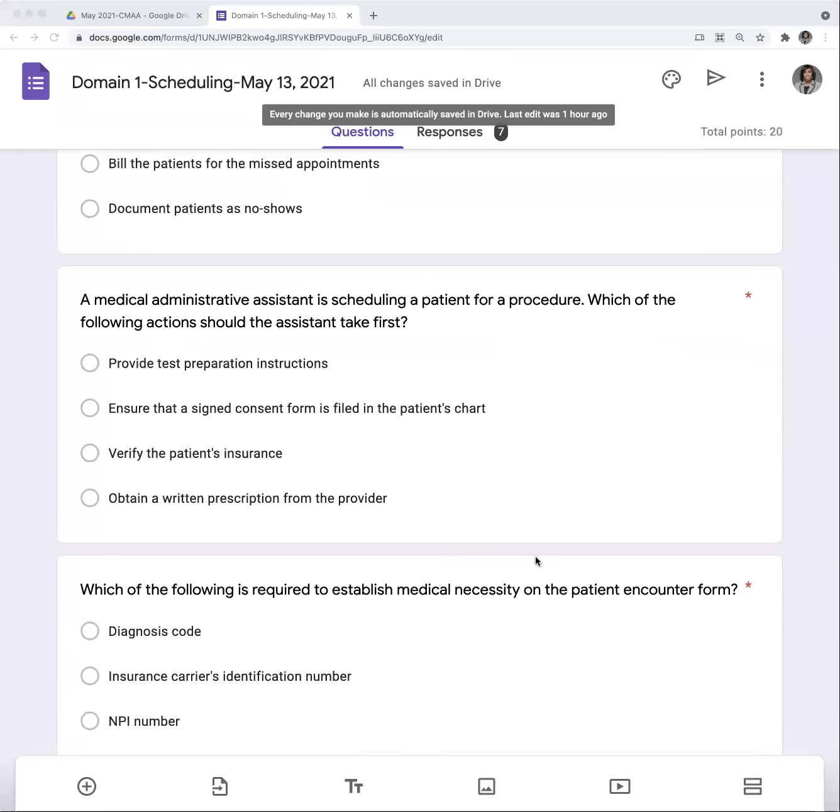The MAA is scheduling a patient for a procedure. What are the actions you need to take first? Ensure that a signed consent form is filed in the patient chart. Before you do that, first you need an order. Verify the patient's insurance. You need an order. You can't schedule anything until you have an order. That's the very first thing. That's the first question they're going to ask you. What's on the order?